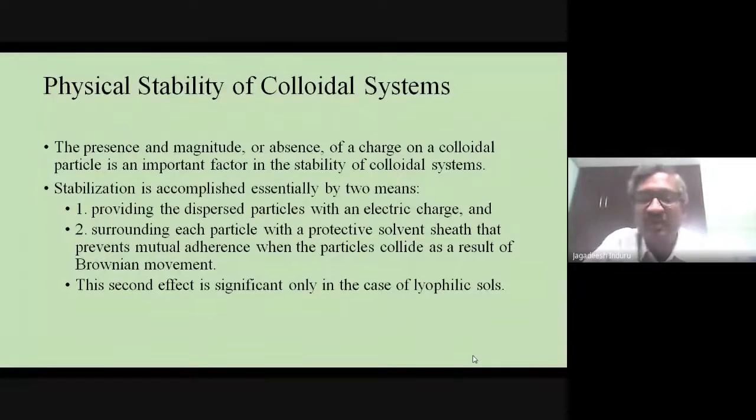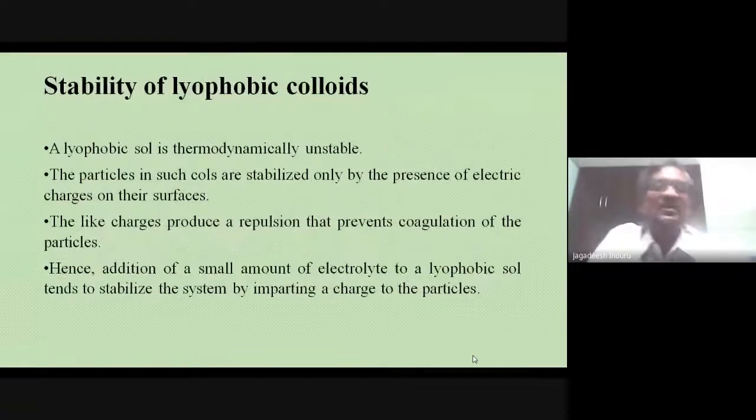Lyophilic sols generally exist in solution form only, but the polymer and the surfactant have a molecular volume in the colloidal range, that is, 1 nanometer to 500 nanometers. We are going to have colloidal dispersion properties. First, we will look at the stability of lyophobic colloids.